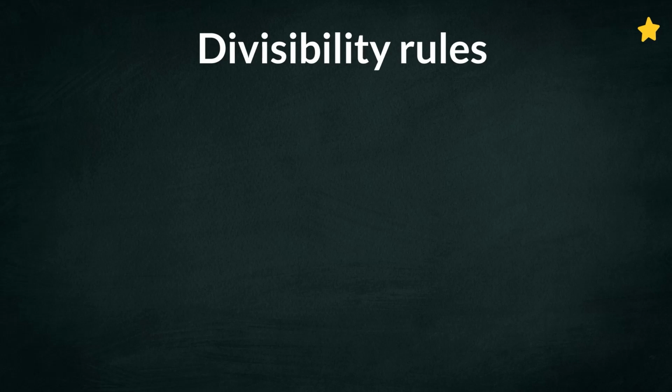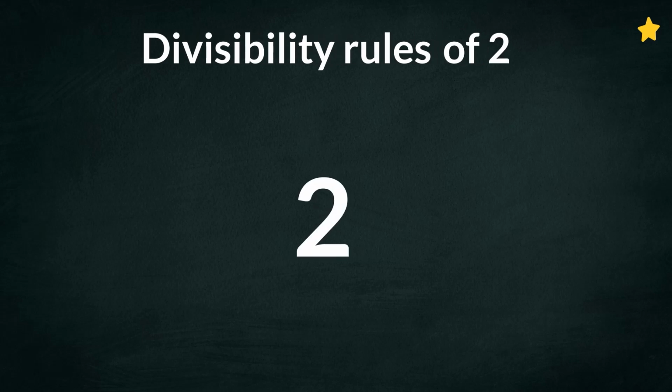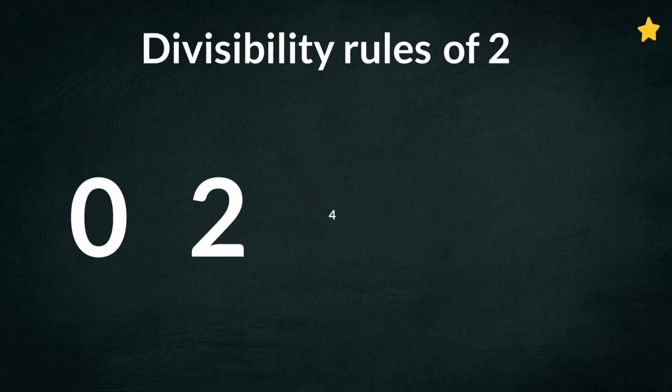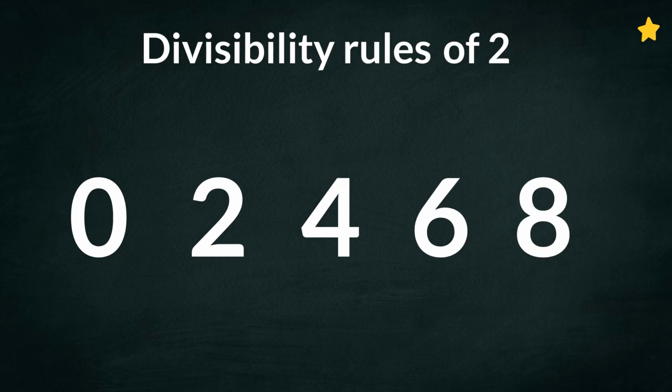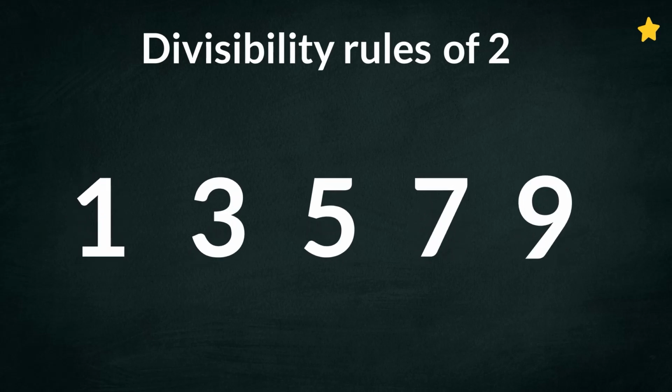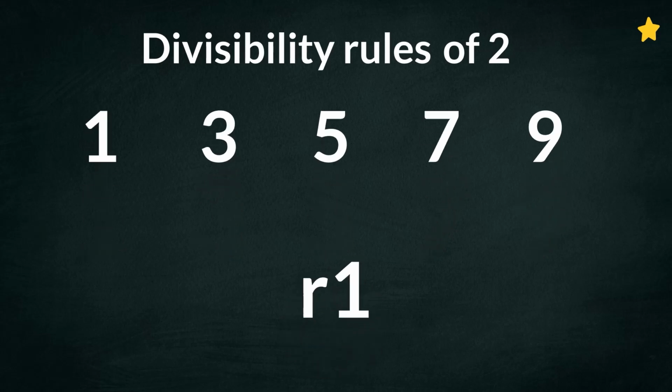Our next number is 2. To be divisible by 2, a number must be even. In other words, if a number has the digit 0, 2, 4, 6, and 8 at the end, that number can be divided by 2 and leave no remainder. Numbers that end with an odd digit like 1, 3, 5, 7, and 9 are not divisible by 2. If you try to divide it, the result will have a remainder of 1.